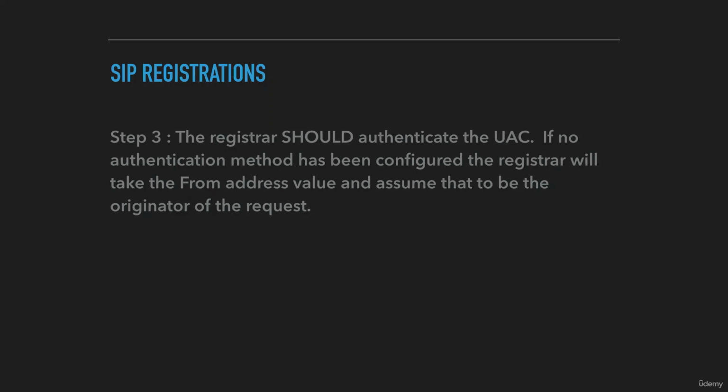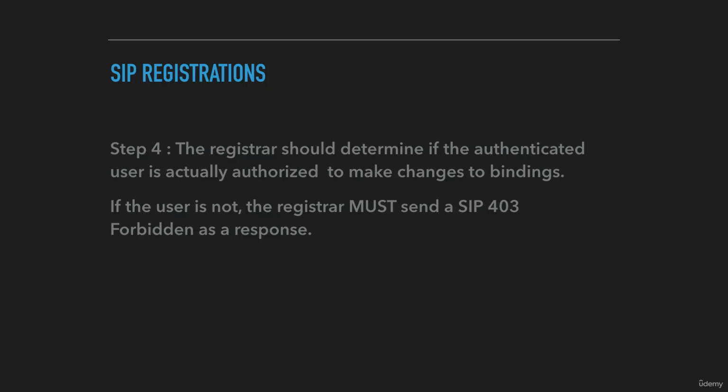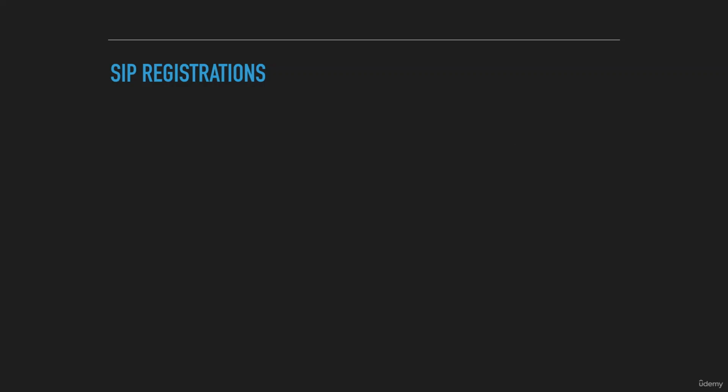3, the registrar should authenticate the UAC. If no auth method has been configured, the registrar will take the from address value and assume that to be the actual originator of the request, but we know better than that. It should always authenticate for security. 4, the registrar should determine if the authenticated user is actually authorized to make changes to the binding. It could be a user trying to make changes for a different user, so we have to verify that that could happen. And if the user is not, the registrar must send a SIP 403 forbidden in response.